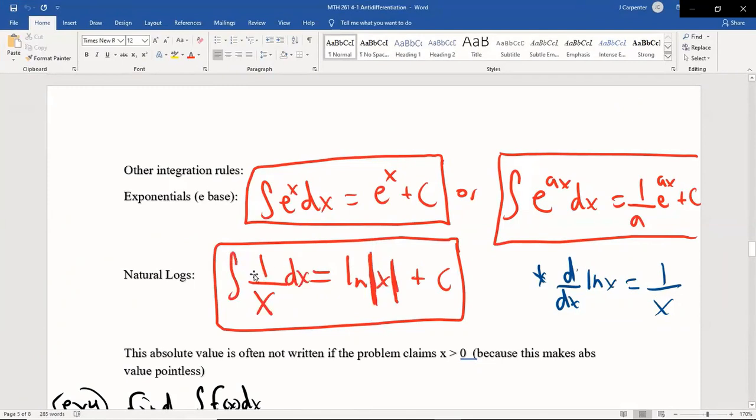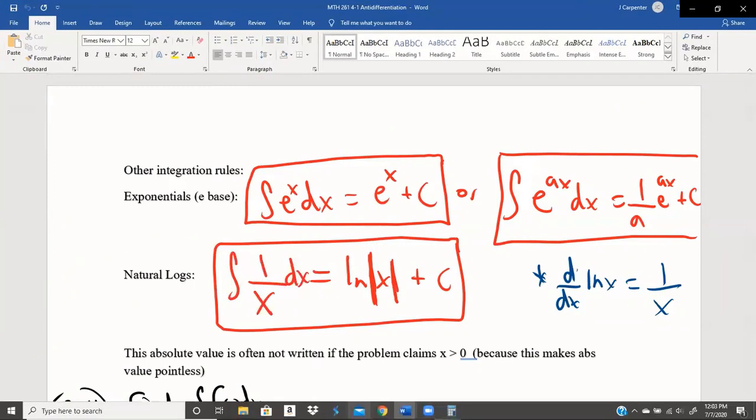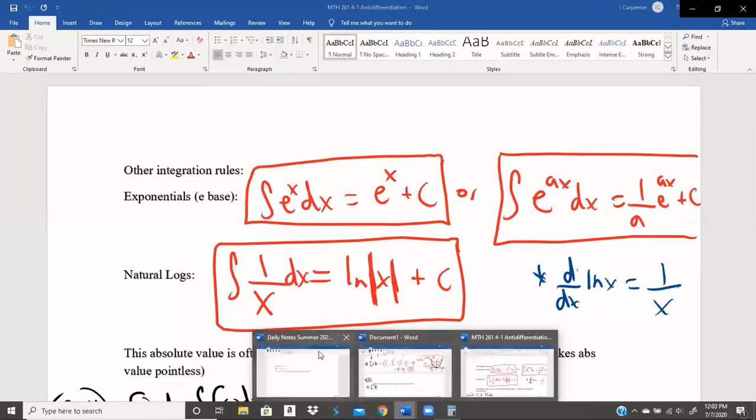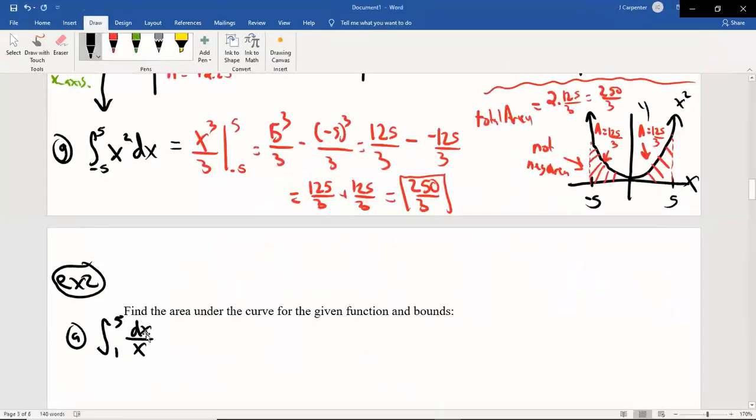Now, I wrote it this way, integral of 1 over x dx, but you'll notice on this example it says the integral of dx over x. It's the same thing. If you need to rearrange this, you can. Some students do, some students do not, but these are the same thing. So the integral of 1 over x is the natural log of the absolute value of x.